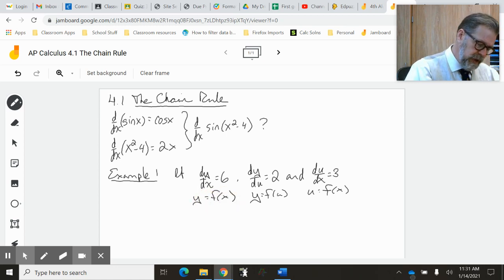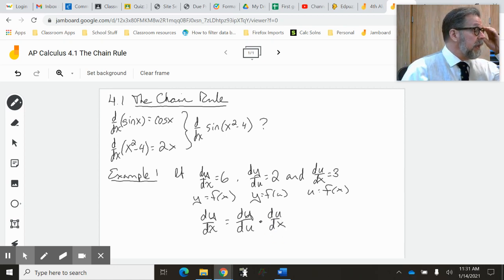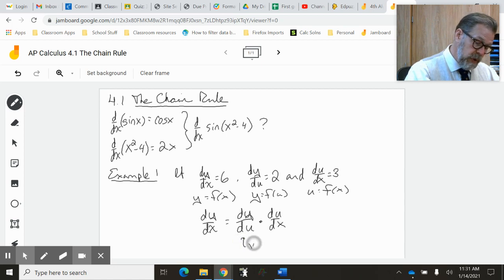We would say that the derivative of y with respect to x is the rate of change of y with respect to u times the rate of change of u with respect to x. Now, there is a temptation to say, oh, look, fractions, and start crossing things out. These are not really fractions. But let's think about this in terms of physical rate of change. Here, we are saying that y changes twice as fast as u.